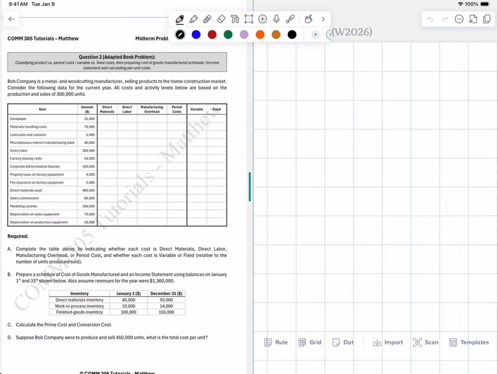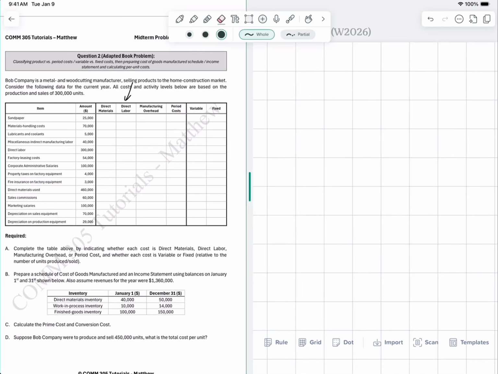Okay, so let's read through this, get after it. Bob Company is a metal and wood cutting manufacturer selling products to the home construction market. Considering the following data for the current year, all cost activity levels are based on the production sales of 300,000 units. So overall, guys, we actually already have our table set up for us here, which is kind of nice. And I did that by design because I wanted to be a little more organized in the previous question. So all we're going to do, guys, is basically fill this in as we go.